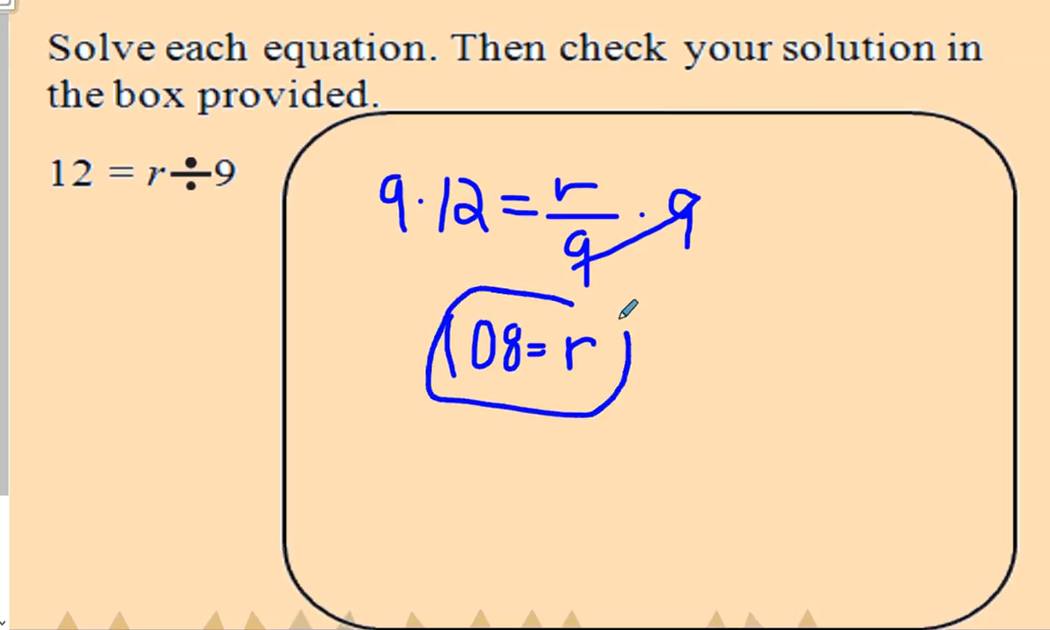So r equals 108. Just to recap, when you are solving equations using addition, subtraction, multiplication, or division, please make sure you are writing out each step very carefully, that you are looking at the relationship between the variable and the coefficient or number, and that you are using the inverse operations to solve the equation.